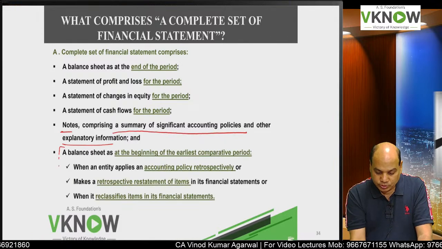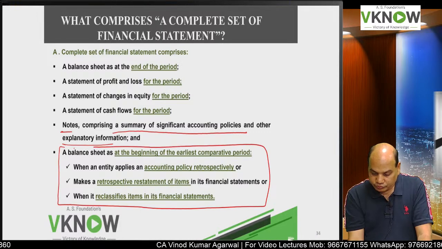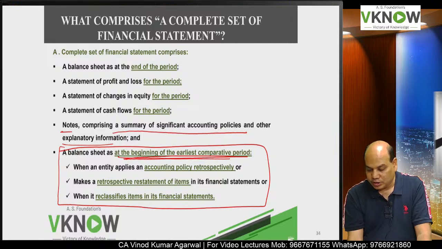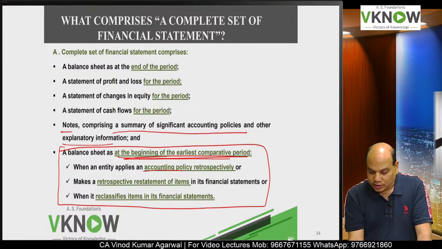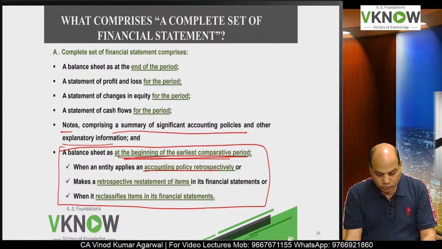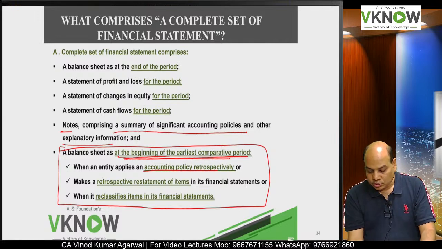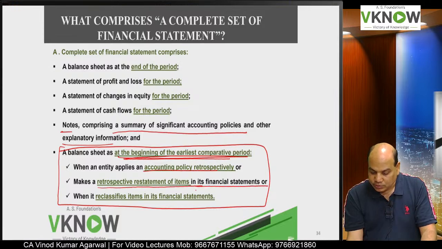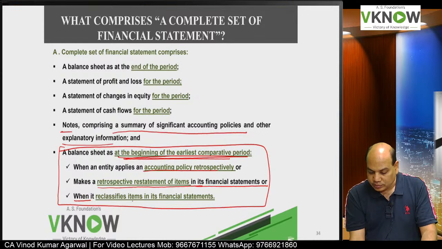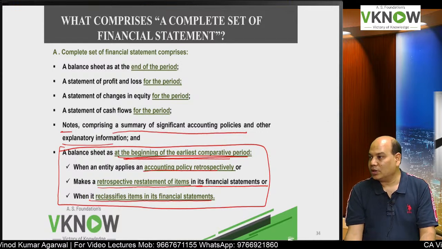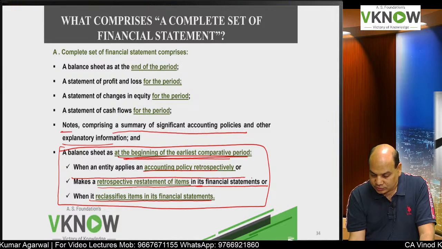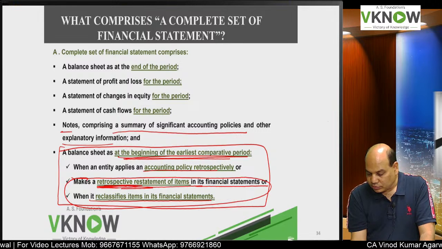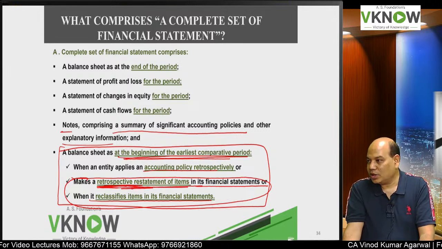And this is an important point: a balance sheet at the beginning of the earliest comparative period when an entity applies an accounting policy retrospectively or makes a retrospective restatement in its financial statements or a retrospective reclassification of items in the financial statements. This is one sentence, and that is basically you are rectifying a prior period item.